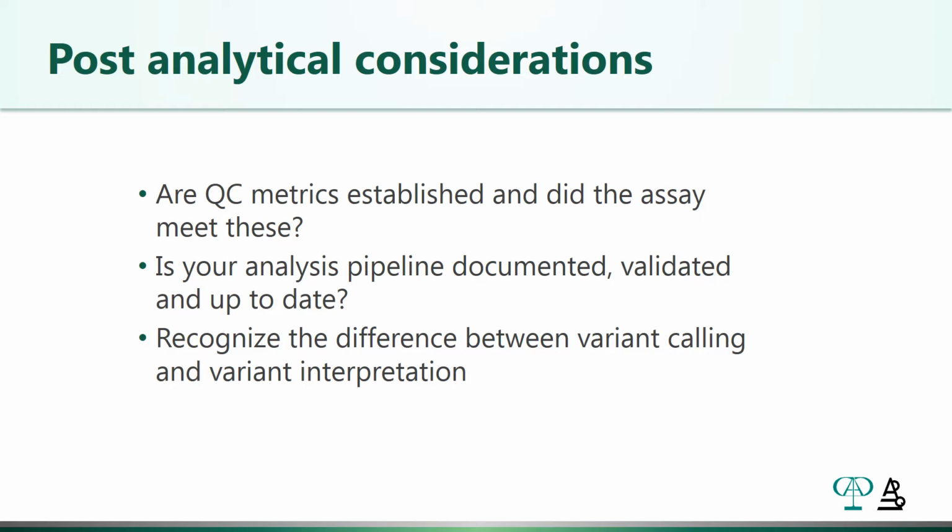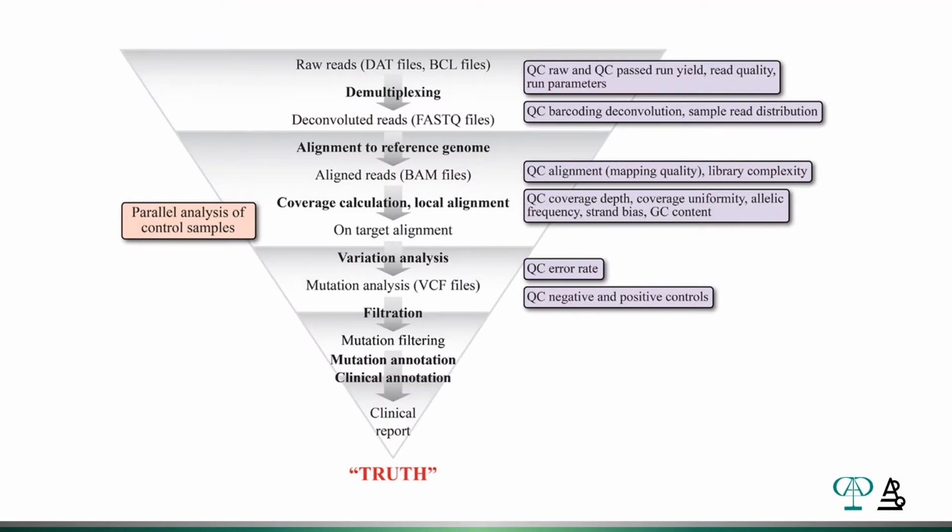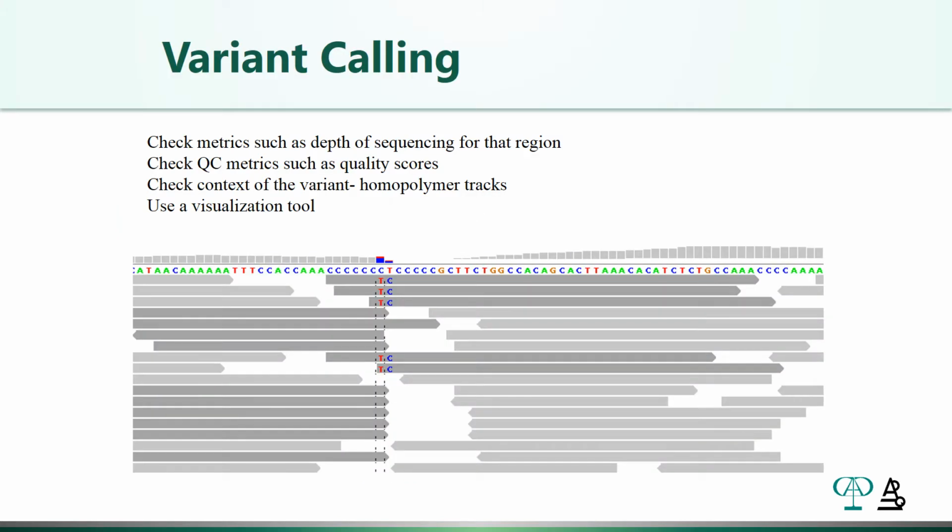And of course, it's going to be important to recognize the difference between variant calling and variant interpretation. So this is really a combination of both of these things. When it comes to variant calling, there are some pretty key metrics such as the depth of sequencing that I've already spoken about, checking the quality metrics like the quality scores that I showed you. And then also it's important to check the context of the variant. And I've already mentioned homopolymer tracks to you.